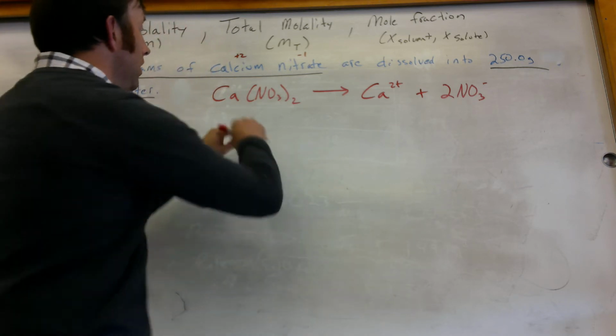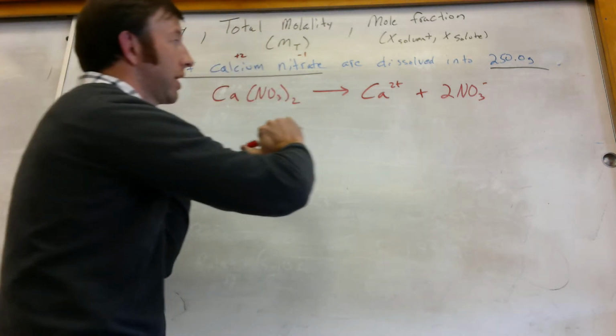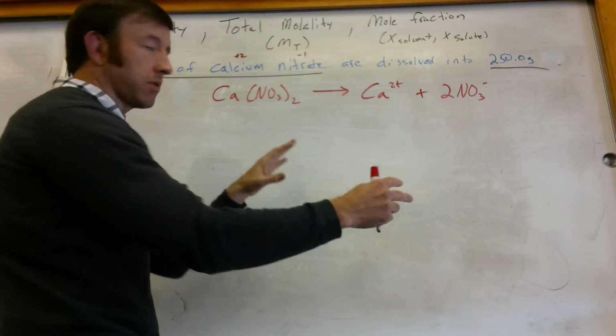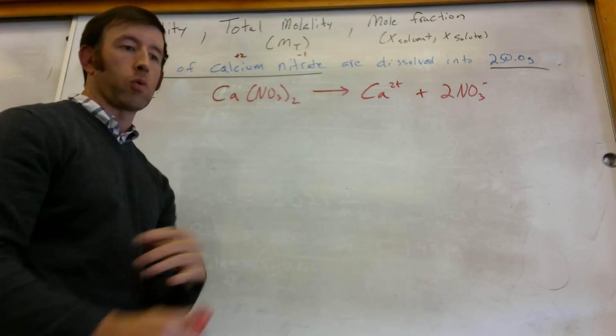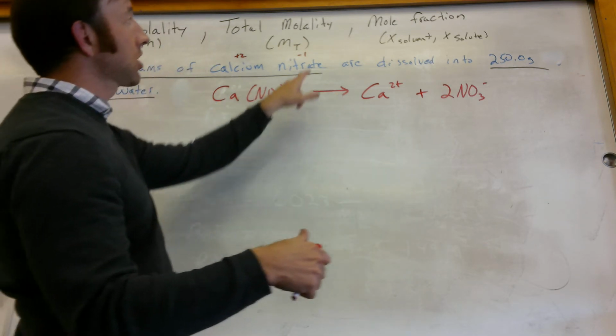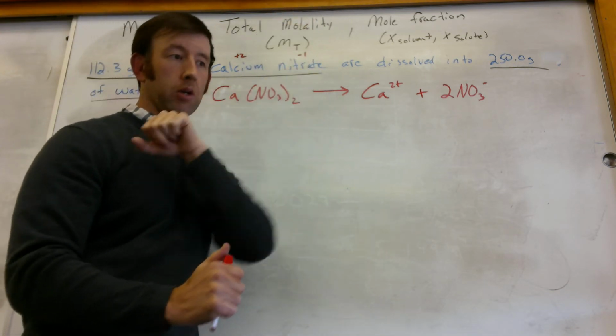All right? So that is my dissociation of calcium nitrate into water. It separates into its individual ions. I'm going to leave that up there for the rest of what we're going to do, and this will be important particularly for our total molality here in just a minute.